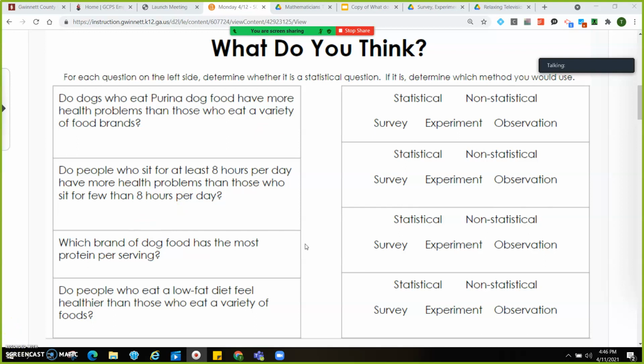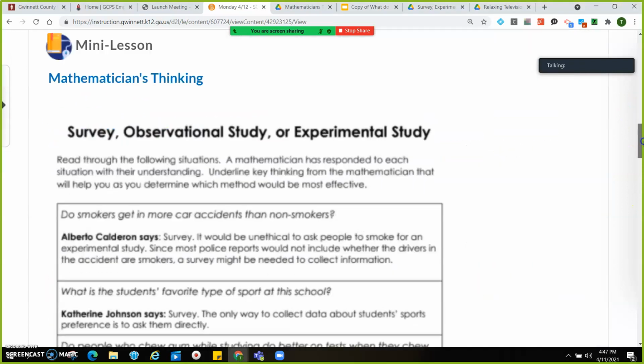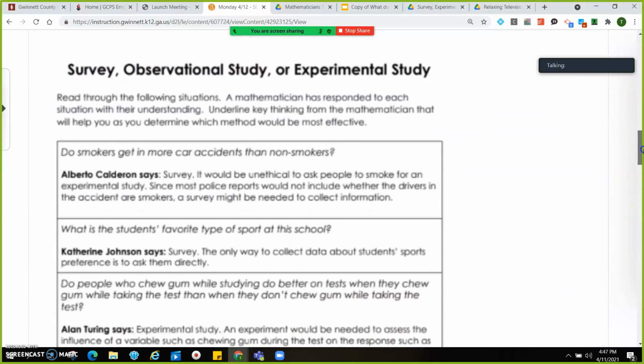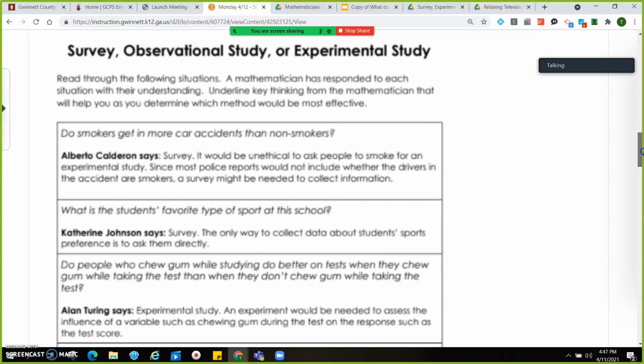All right, so hopefully you took a moment and actually tried these questions. In this unit, you're going to be asked about surveys, experiments, and observations. Those are three different things, so we're going to go through what those actually mean. Coming down here, we're going to read through the following situations, and a mathematician has responded to each situation with their understanding. Underline key thinking from the mathematician that will help you as you determine which method would be most effective.